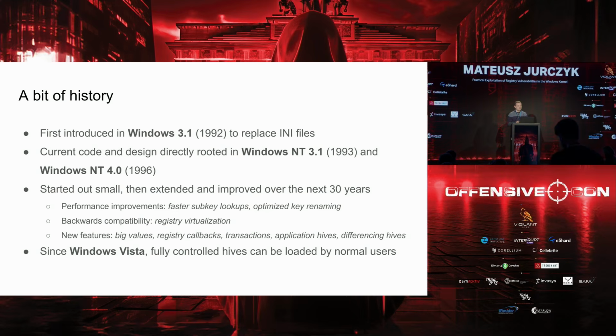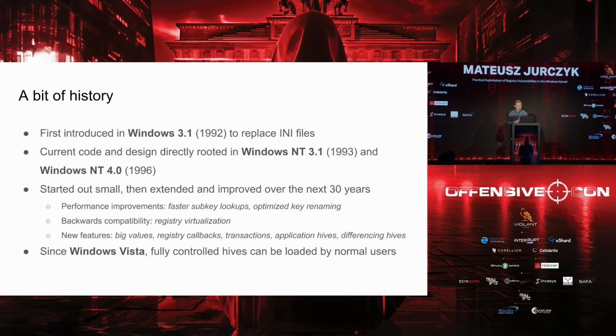When it comes to the history of the registry, it was first introduced in Windows 3.1, so very long time ago. It was to replace ini files as the means for storing configuration data. Current code and design are very deeply rooted in Windows NT 3.1 and Windows NT 4, so that's also around 30 years of history of the Windows registry. First of all, it was a very, very simple interface. And then over the next 30 years, even though it may not be very obvious from the graphical interface perspective, really a lot of improvements and extensions have been added, mostly related to performance, first of all, because the Windows registry is very central to the operating system and to its performance.